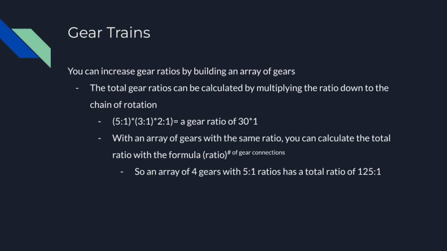However, there's an easy way to do it. If you have an array of gears all with the same ratio, you can calculate the total with the formula of the ratio to the exponent of the number of gear connections. And you'll see this a little more in the next slide. But the number of gear connections, as you can see below, is, imagine having an array of 4 gears with 5-to-1 ratios each. Well, that's 3 connections, right? One connection from the first to second, another connection from the second to third, and then a third connection from the third to the fourth gear. Therefore, it's 5 to the power of 3, and then you're left with the following ratio. And to show you what gear trains can look like, let's go on to the next slide real quick.